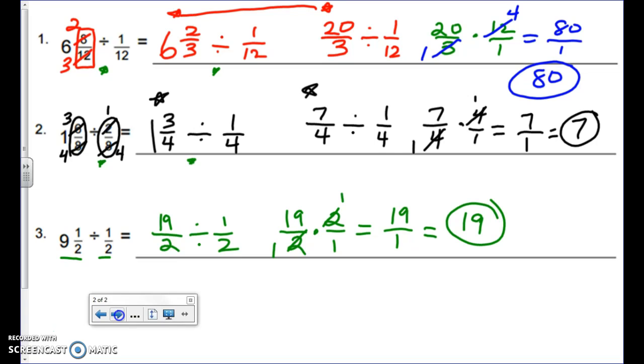So as you do more of these problems, they'll get much easier for you to do. If you see a mixed number in any of the problems with division, you need to first change it to an improper fraction. If you notice that something will reduce before you divide, make the number smaller and it'll be much easier for you to multiply.